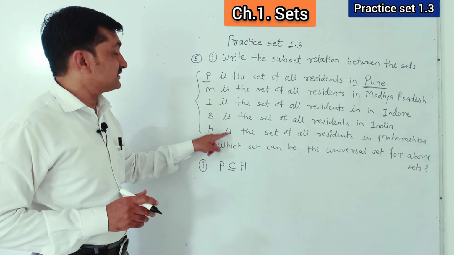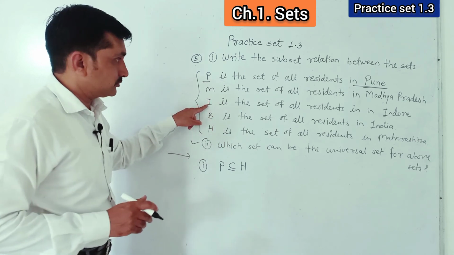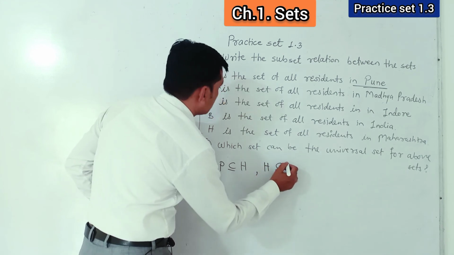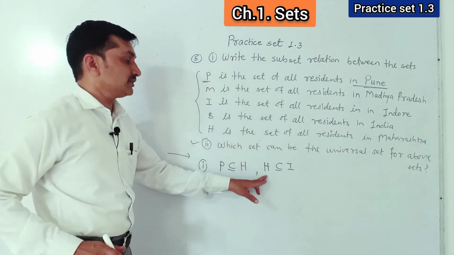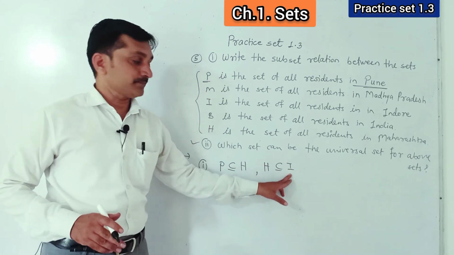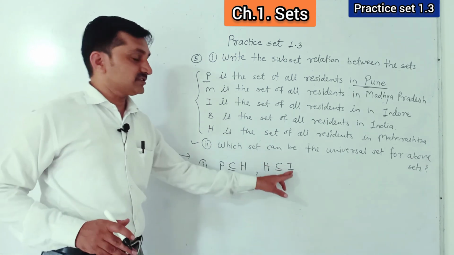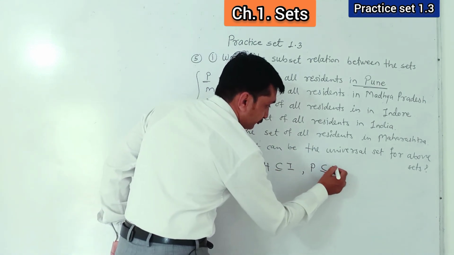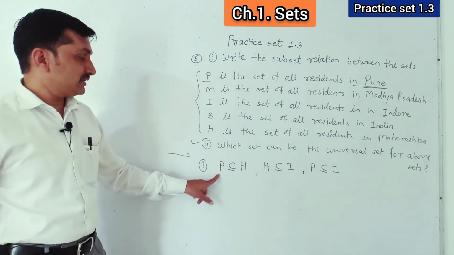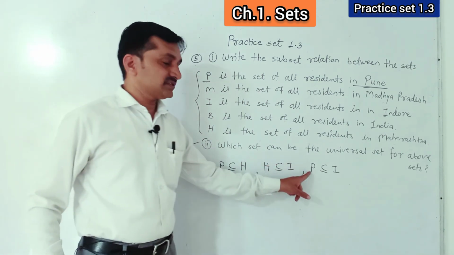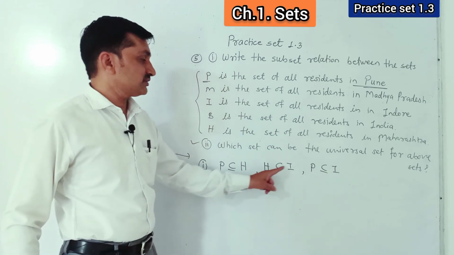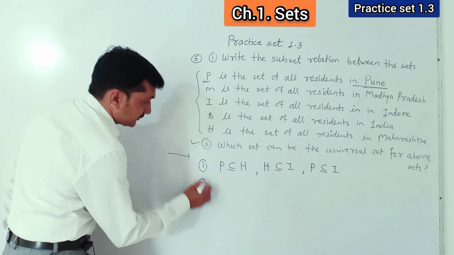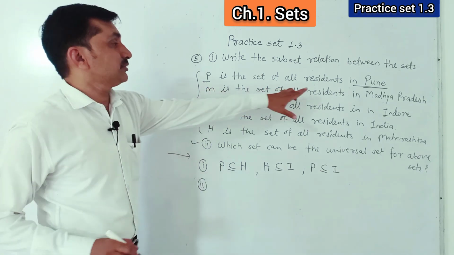And Maharashtra is in India. That's why here we can write H is a subset of B, meaning Maharashtra is a subset of India. Also Pune is a subset of India. Therefore Pune is a subset of Maharashtra, Pune is a subset of India also, and Maharashtra is a subset of India. Right? That's the first relation.